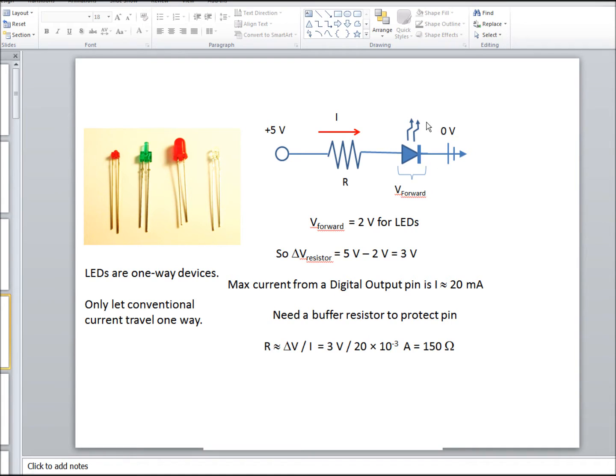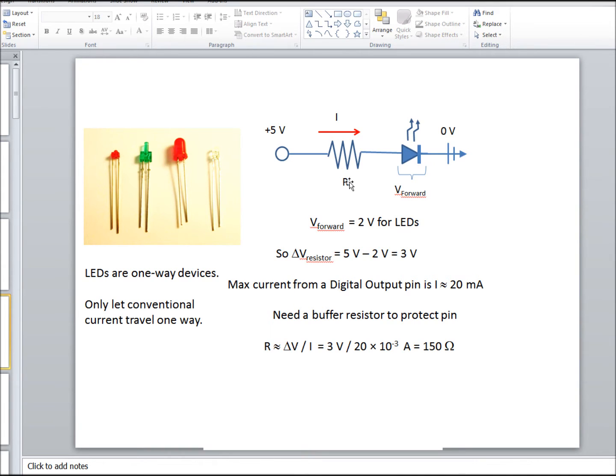Now, when you have a working LED, it only works if the voltage across it is at least 2 volts. Okay? If I had 1 volt here and 0 volts here, that LED wouldn't work. There would be no light coming from it. You need at least 2 volts here.